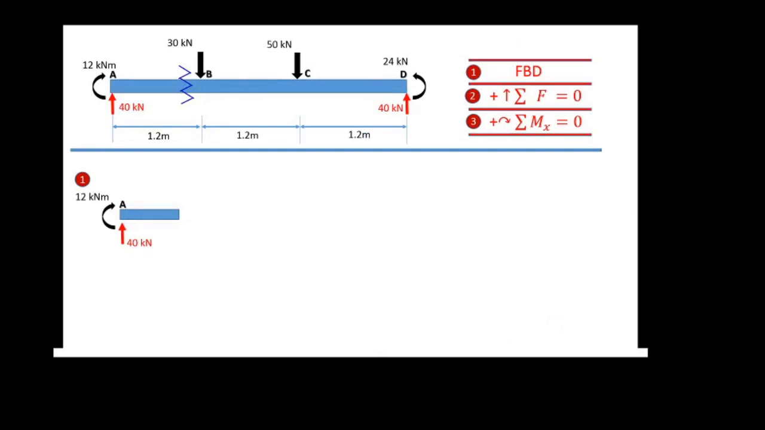Next, just like what I have told you before, you have to know how to do the imaginary cut, section by section. Actually, we do not cut the beam, we just do the imaginary cut. So we have three sections here, section 1, 2, 3. So we have to do three imaginary cuts.